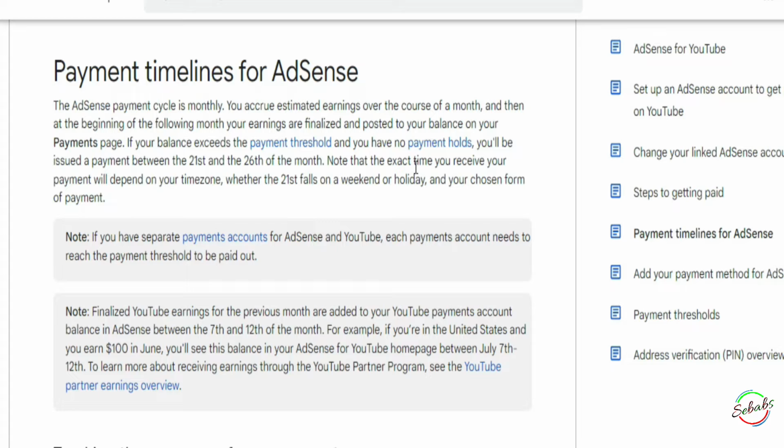Note that the exact time you receive your payment will depend on your time zone. It also depends on whether it falls on the weekend, the 21st to be exact. If the 21st falls on a weekend or it falls on a holiday, all that's going to have a direct effect on when you're going to get your money.